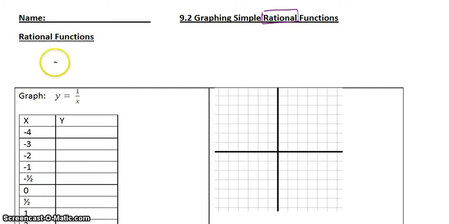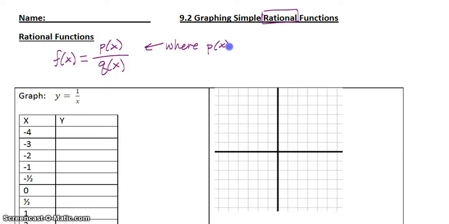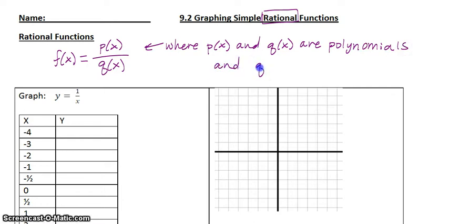In general, here's the official way we're going to say it: our function f of x is going to be the equation p of x divided by the equation q of x, so p of x over q of x, where p of x and q of x are polynomials, so it's got numbers, variables, and symbols with plus and minus signs in between, and q of x is not equal to 0, because you can't have 0 on the bottom of a fraction.